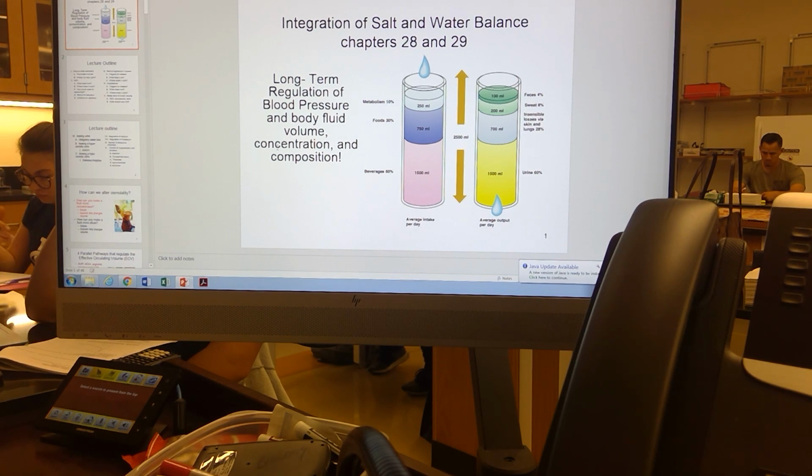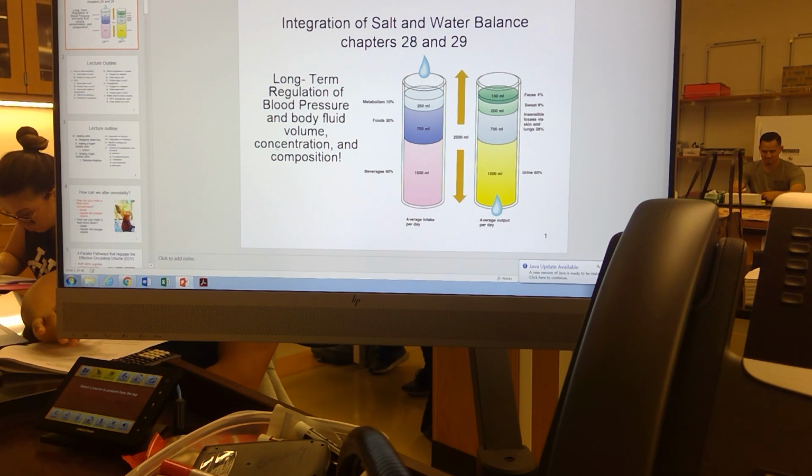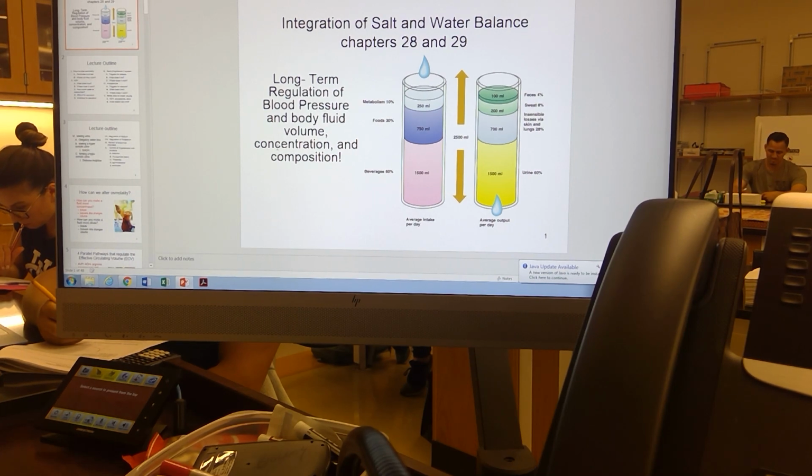Are you over age 30 like I am? Then they're impaired. If you're under age 30, I'd hope that they're not impaired. And how many kidneys do you have? How do you know? Are you sure?